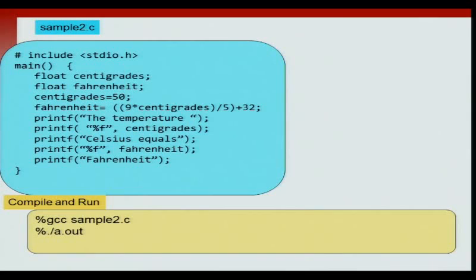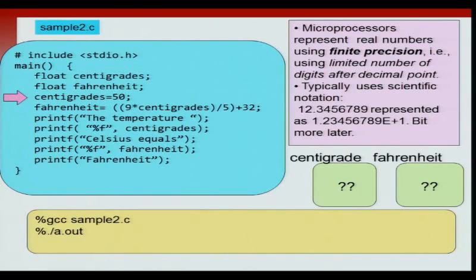Okay. Now, let us just trace through the program. Let us see what happens step by step when we run the program. Okay. Let us say that we save the file in sample2.c and then run it as ./a.out. Okay. So, first we will have two boxes created, one for centigrade and one for Fahrenheit. These can store float numbers.